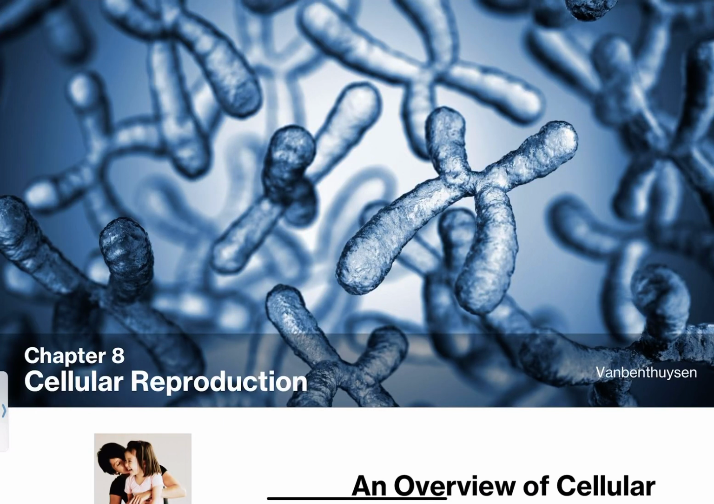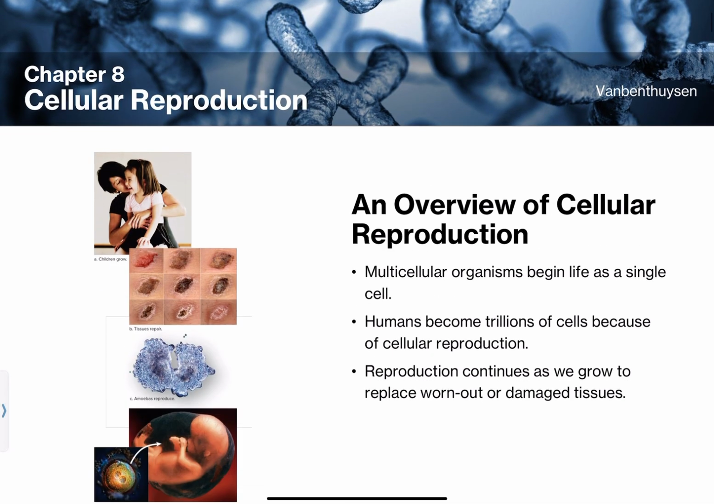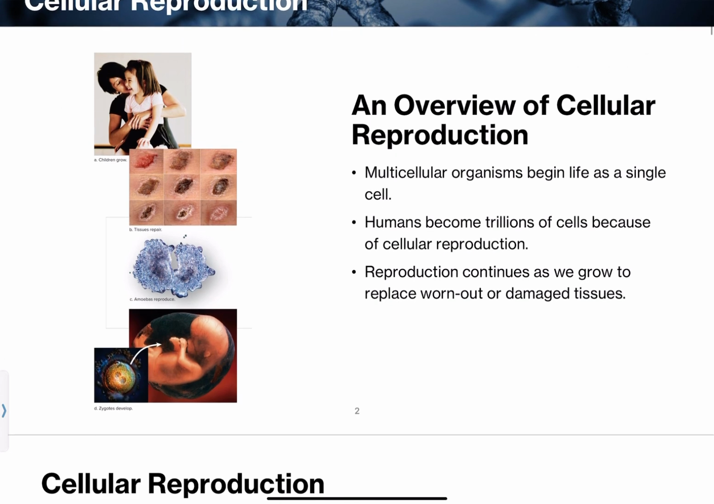In Chapter 8, we're going to talk about cellular reproduction, but we're going to start by looking at the big picture. Every multicellular organism, including ourselves, begins life as a single cell. And then that single cell undergoes countless rounds of cellular division, where we turn that one cell into trillions of cells that make up the complete organism. This process is called cellular reproduction, and it isn't just for early development. It keeps happening throughout our life as our bodies grow, heal, and replace cells that get worn out or damaged.